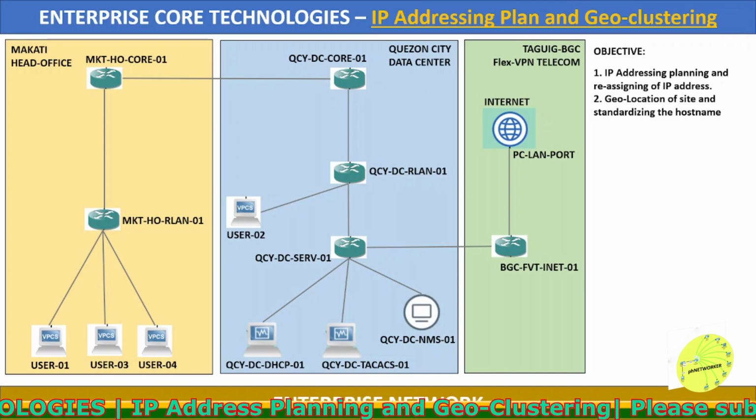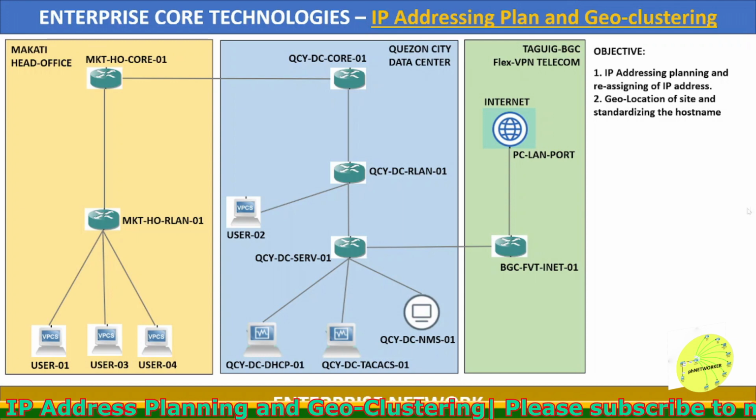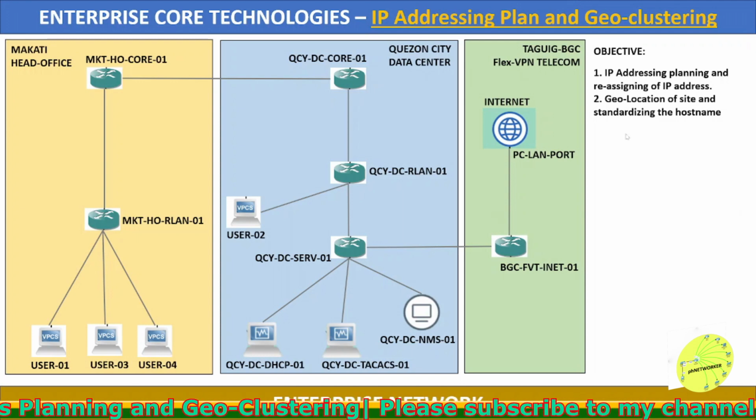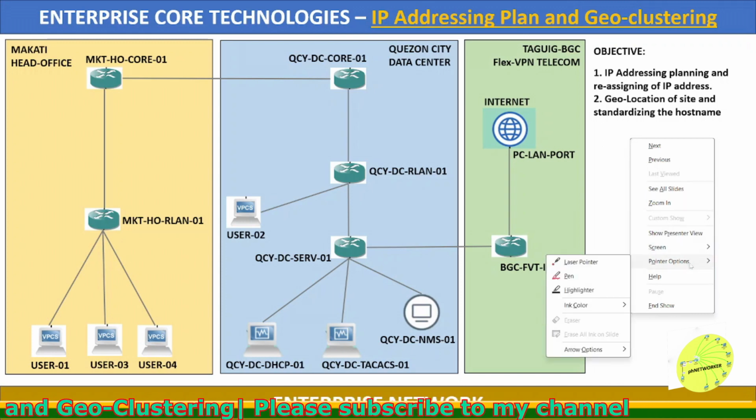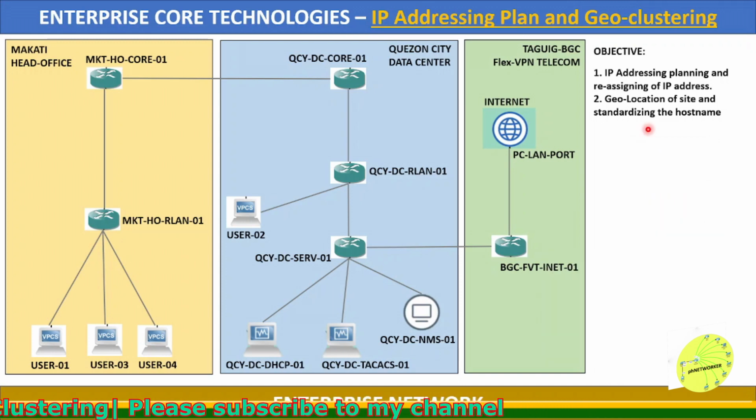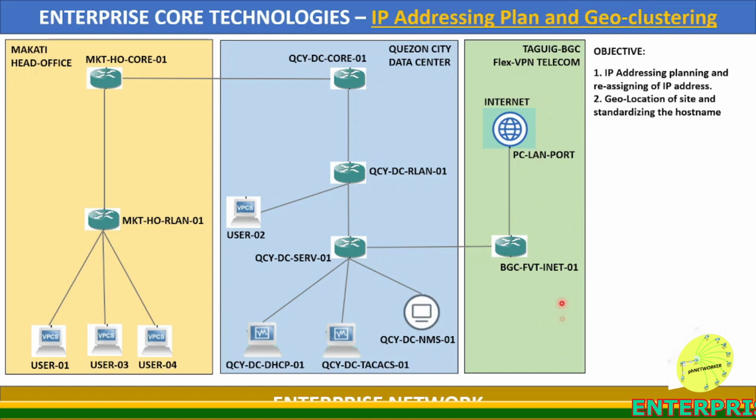In this video, we will do the IP addressing planning, the reassigning of the IP addresses and geolocation of sites, and standardizing the host names. So we have made these conventions. We will explain later what conventions we made, and then we group our sites into a geolocation. So we just put Makati, QCY, and BGC for the internet service provider.